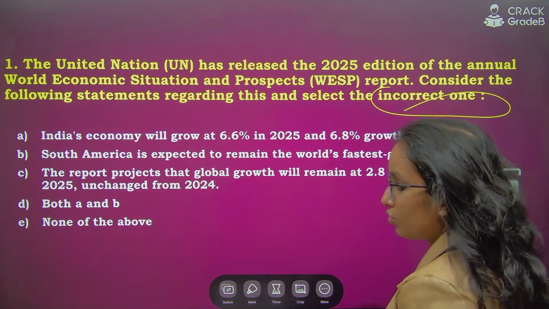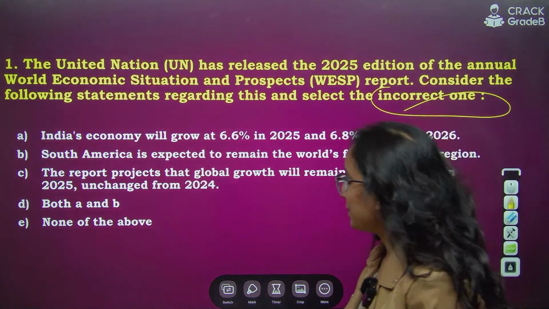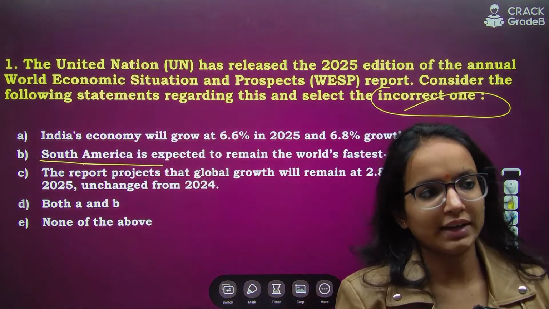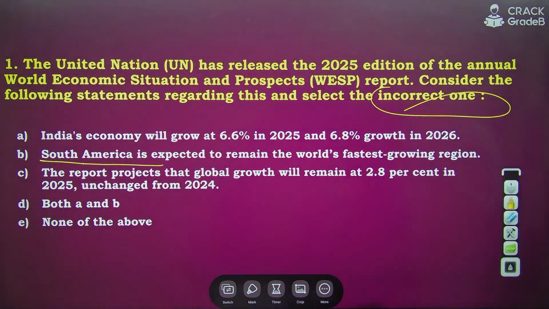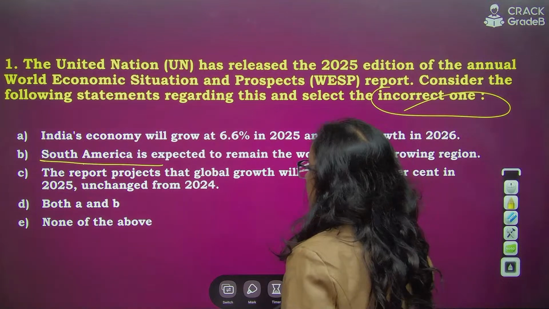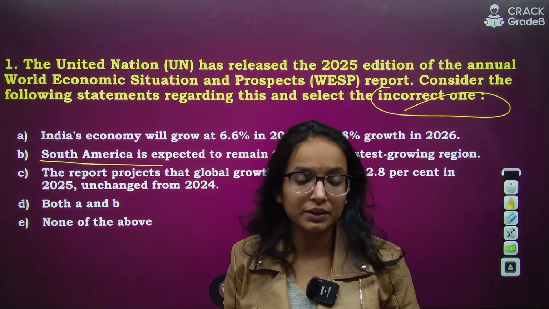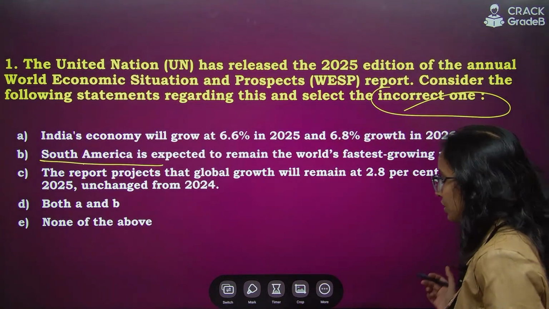Very good. So, B is the incorrect one. It is not South America. It is South Asia. Very good. All of you are right. South America is not there. South Asia is expected to be the fastest growing region according to the report.